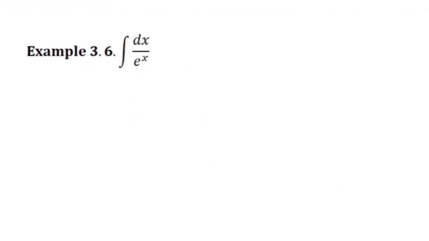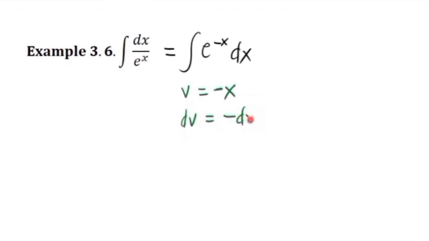Example 3.6, we have the integral of dx over e raised to x. So, ang gagawin natin dito is to rewrite the equation. Iaakit natin si e raised to x, and we would have the integral of e raised to negative x dx. So, we let our exponent equal to v. So, v is equal to negative x. And taking the derivative, we have dv is equal to negative dx.